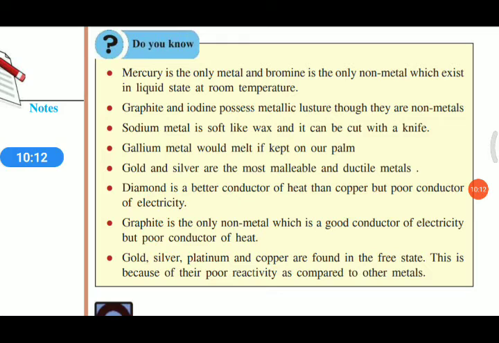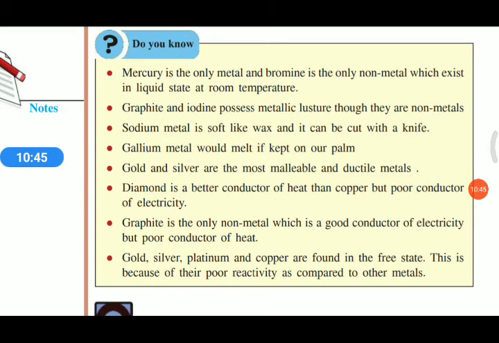Gold and silver are the most malleable and ductile metals. That is why we can make a big chain by using 2 or 3 grams of gold. One pound is 8 grams. If we take 2 grams, the goldsmith makes a big chain because it's the most malleable and ductile metal.